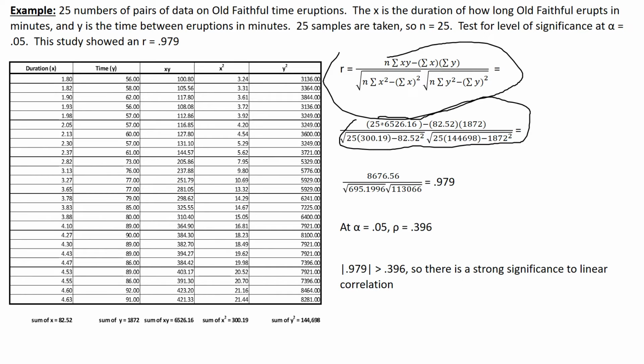I get a 0.979. And when I looked at the table on the previous page, alpha 0.05, r for 25 is 0.396. 0.979 is greater than 0.396 as the absolute value. So there is a strong correlation between how long it erupts and time between eruptions.